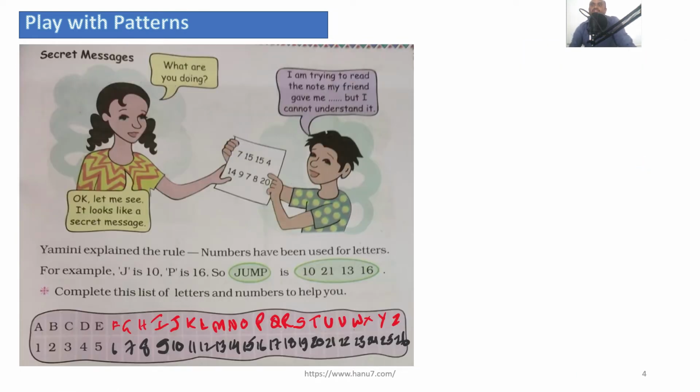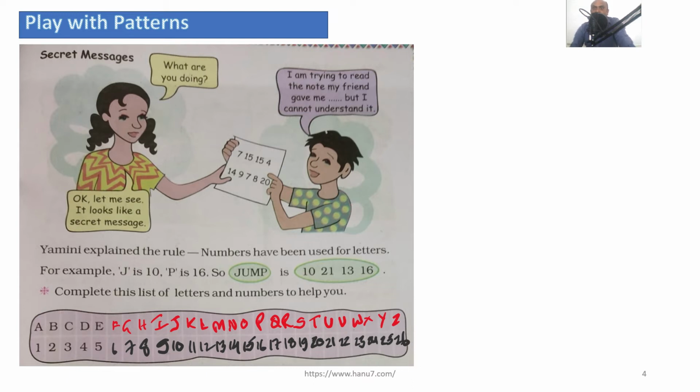Now, secret messages. So what are you doing? I am trying to read the note from my friend, but I cannot understand it. The other girl says, okay, let me see, it looks like it is a secret message.